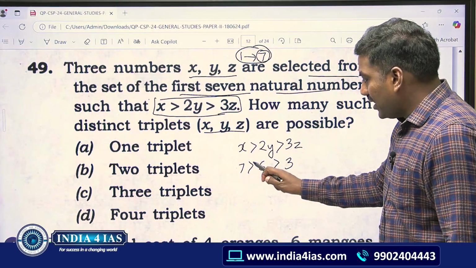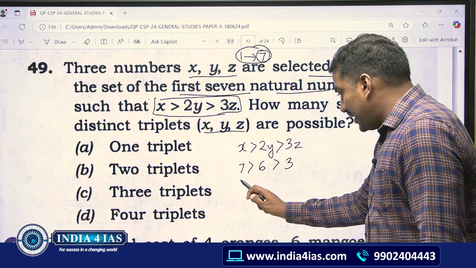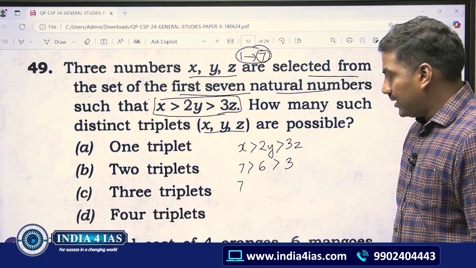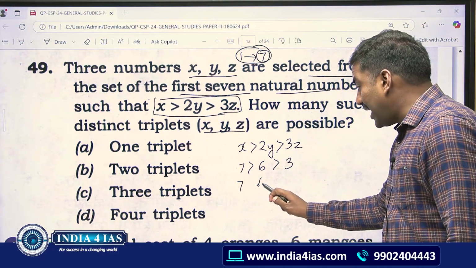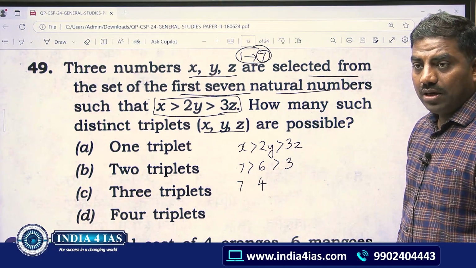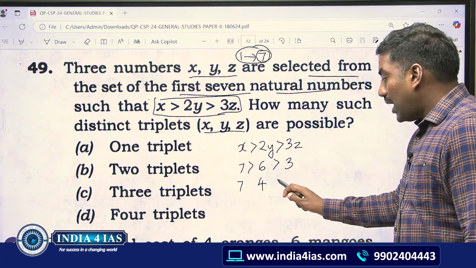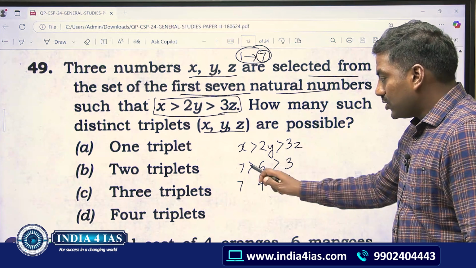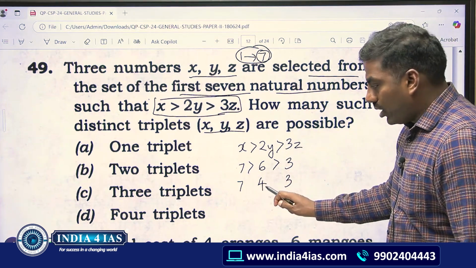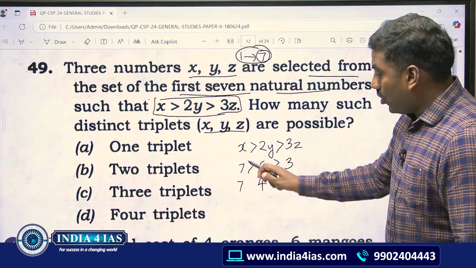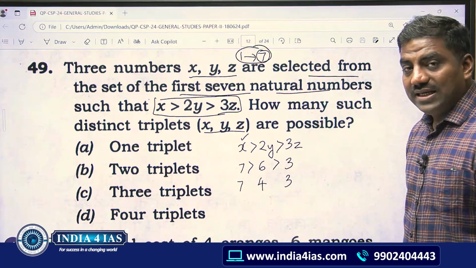So if x is 7, y can be 6 divided by 2, that is 3. Then, when it is 7, it can be 6, it can be 4 also. When it is 4, y value will be 2. Again, z value can be 3. So 7 is greater than 6, 6 is greater than 3. And here 7 is greater than 4, 4 is greater than 3. So when I take x is equal to 7, I will get these two values.